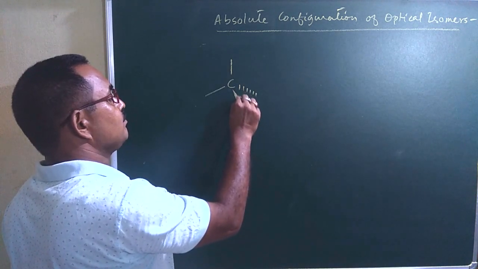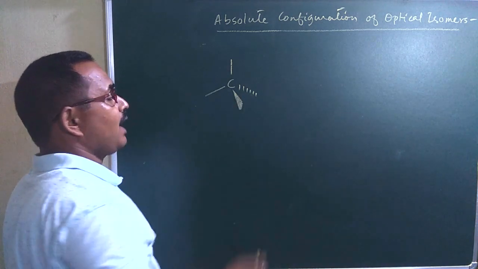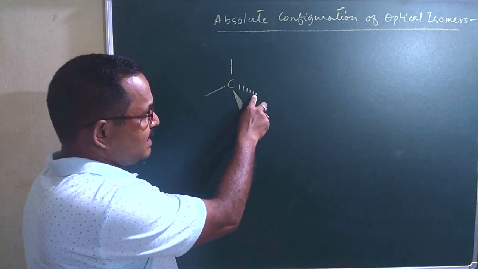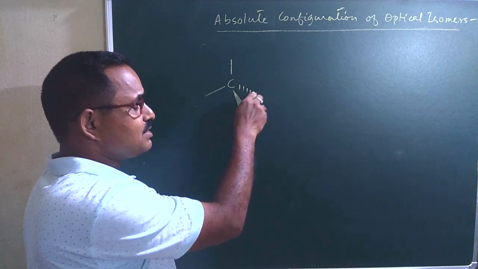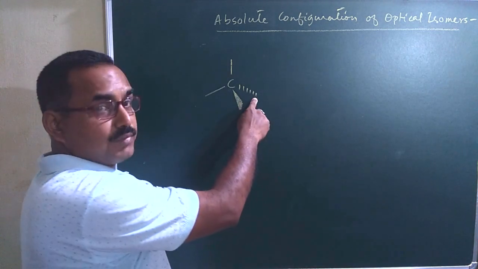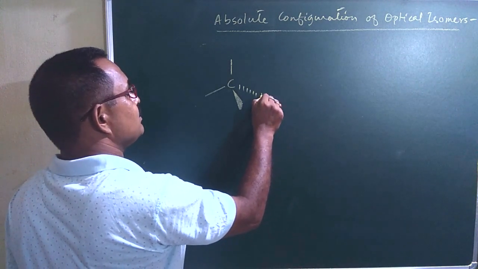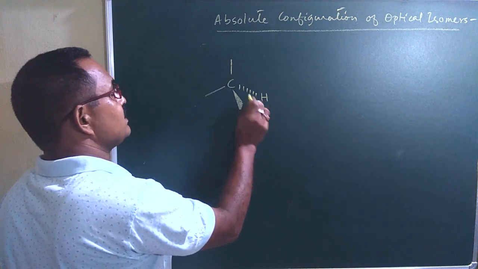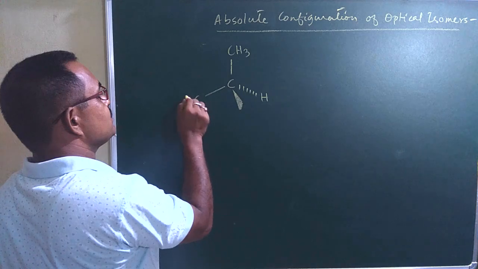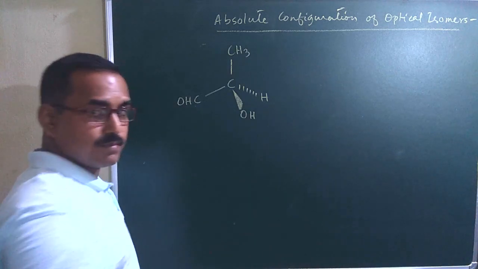Wedge means this bond is in upward direction towards the viewer. This is called dash, means this bond is in downward direction, opposite from the viewer. Now see, suppose a hydrogen is present here. This is suppose methyl, this is suppose CHO, and this is suppose OH.